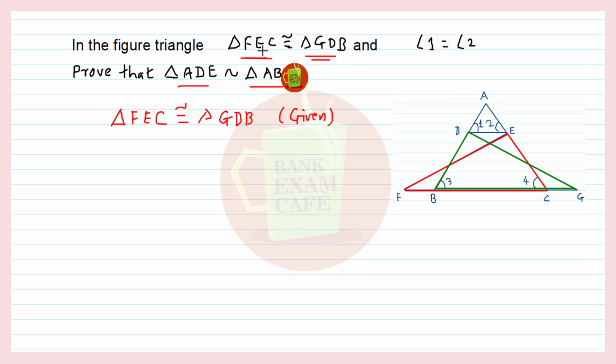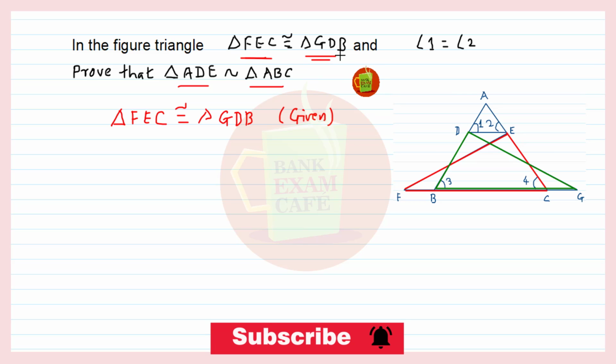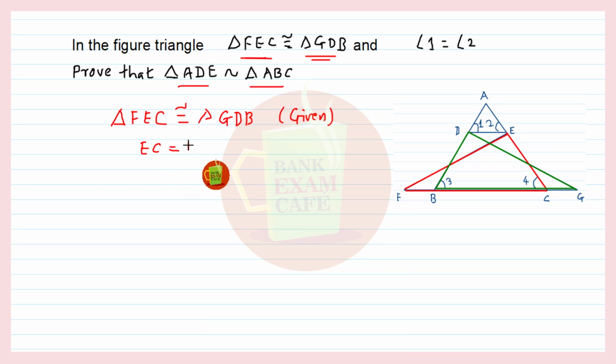But we will take only this pair, EC and DB, because that is all that is required. So EC is equal to DB. These corresponding parts of congruent triangles are equal because of CPCT, corresponding parts of congruent triangles.